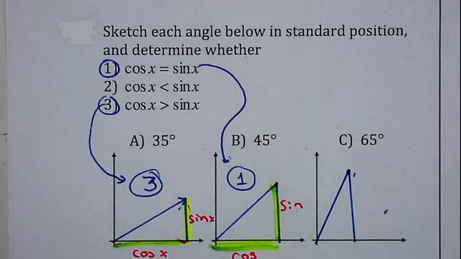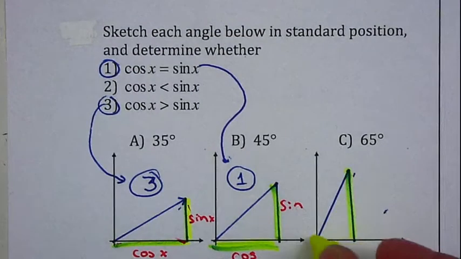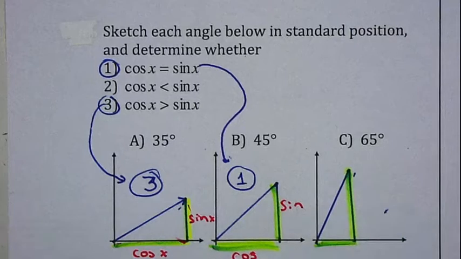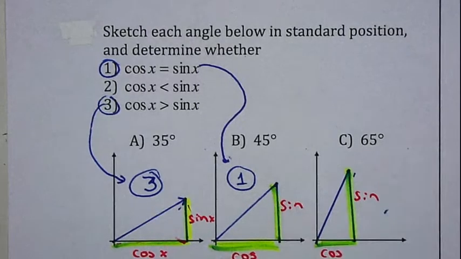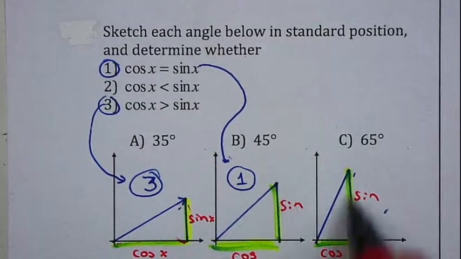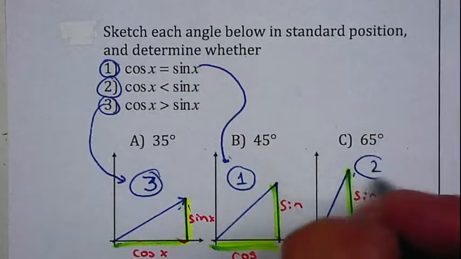And I need to compare my cosine with my sine. Remember, your sine is your y value, your cosine is your x value. So I'm comparing my sine with my cosine. And in this case, you can tell that your cosine is smaller than your sine, so your answer is letter number 2. This one applies to number 2.